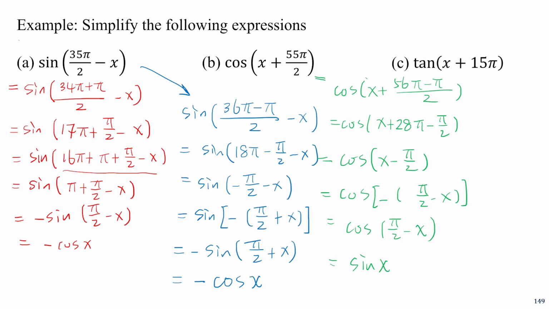Tangent x plus 15 pi. Okay, this equals tangent x plus 14 pi plus another pi, right? 14 pi is 2 pi times 7, so that means 7 extra terms. So that's coterminal with x plus pi. So what is tangent x plus pi? That's negative tangent x, right? Sorry, positive tangent x. Sorry, positive tangent x, right?